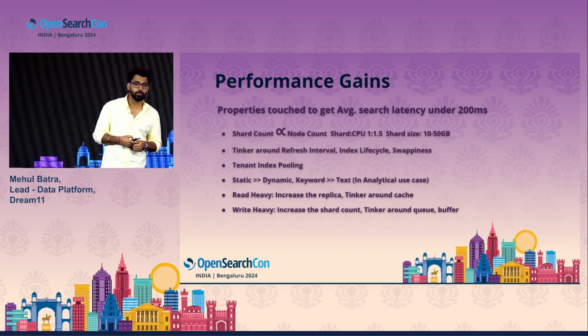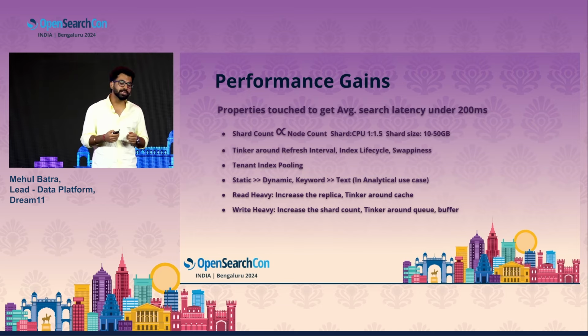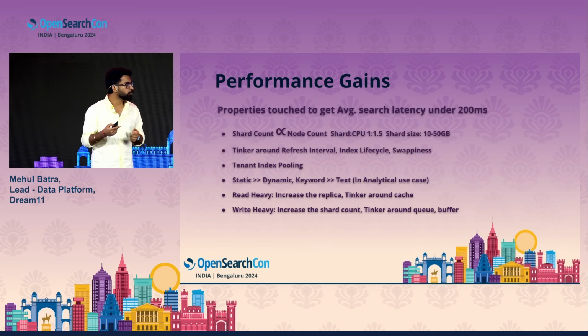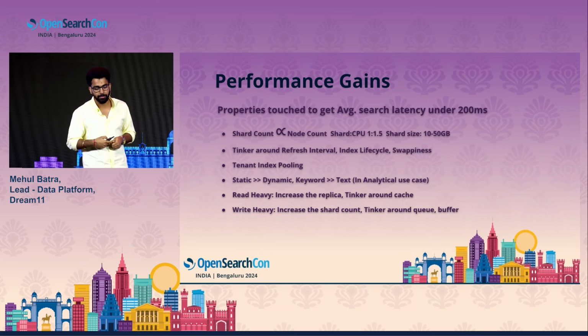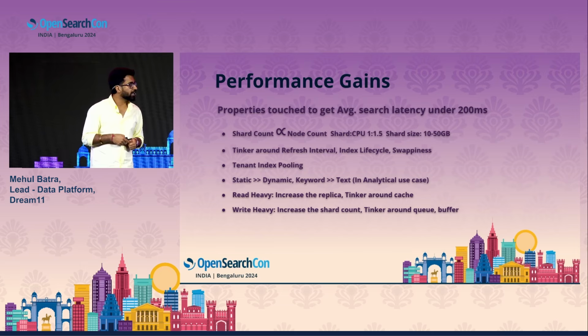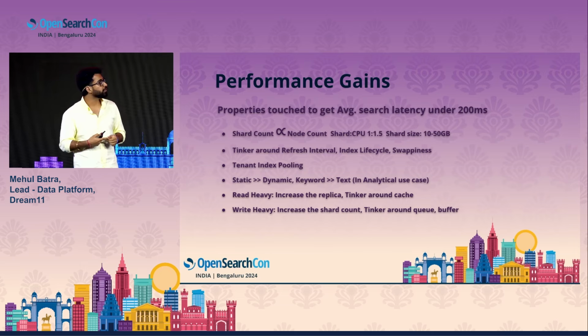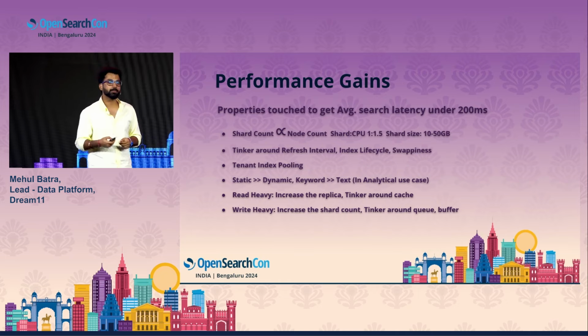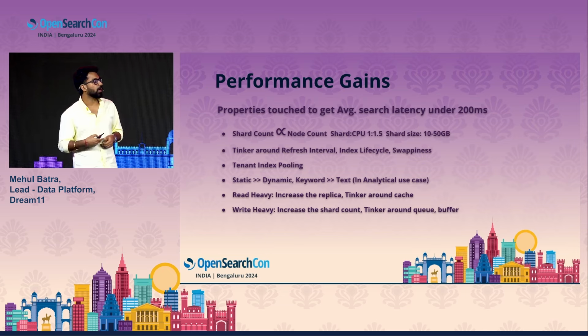And for the write heavy use cases, we increased the shard counts to an optimal level where we can get a high throughput for our writes. We also tinkered with the queue sizes, like the thread pool queues, because when we were trying to write, the thread pool queues were going above and beyond and were not able to keep up. So we increased the queue, and we were able to increase the write throughput that we were expecting. We also tinkered with the buffer size. Buffer size helps you keep up with your indexing performance, and it helped us handle the write heavy workloads.